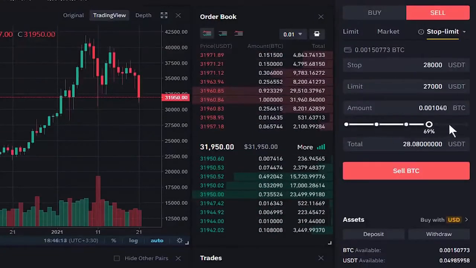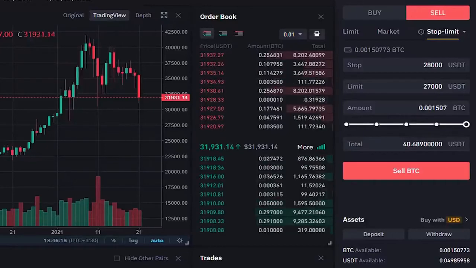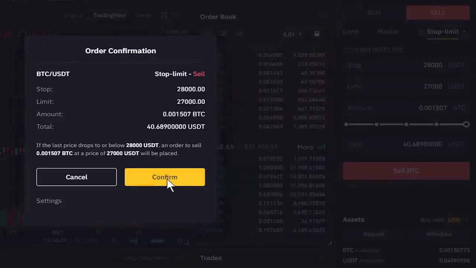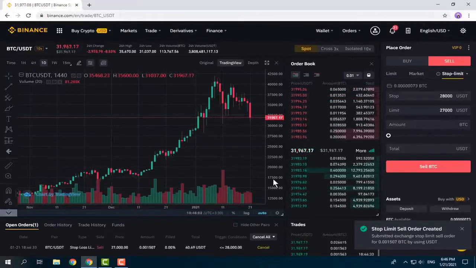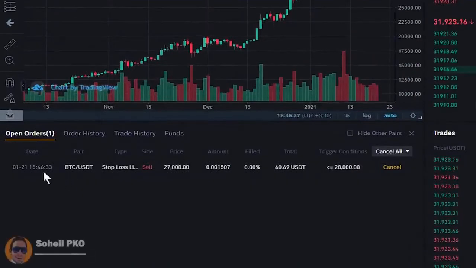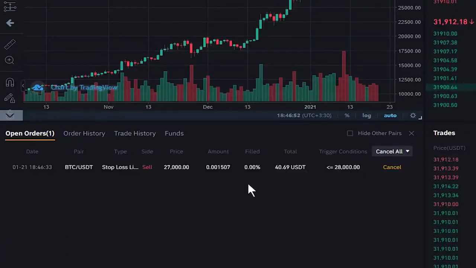And for the amount we set it on 100% of our total available Bitcoin, and by clicking on sell BTC, here's the confirmation, by clicking on confirm, it's done, successfully placed. And here is the order information. As you can see here, we have trigger conditions which is less than 28,000. So when the price falls and reaches 28,000, this limit order, which is actually set on 27,000, becomes active and goes to the order book.